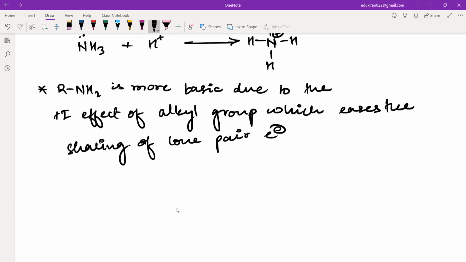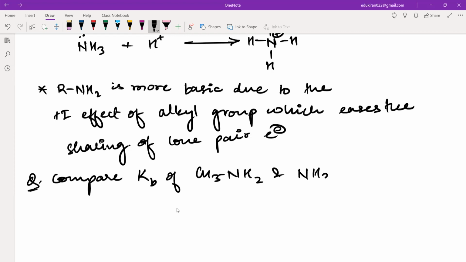Now they can ask you 2 things. Compare the Kb of CH3NH2 and NH3. Okay. What is Kb? It is directly proportional to basicity. So which is more basic? CH3NH2 is more basic. So this will have a higher Kb than NH3.